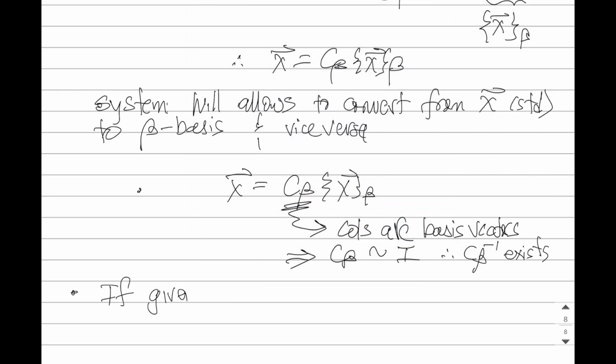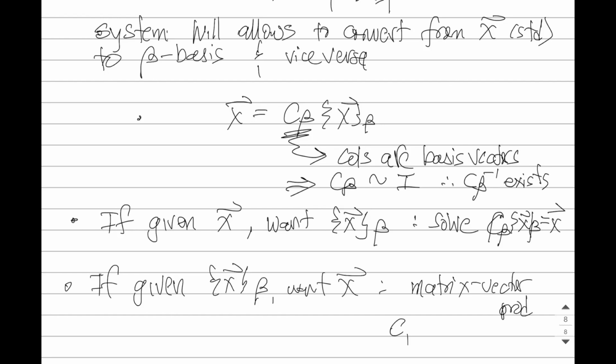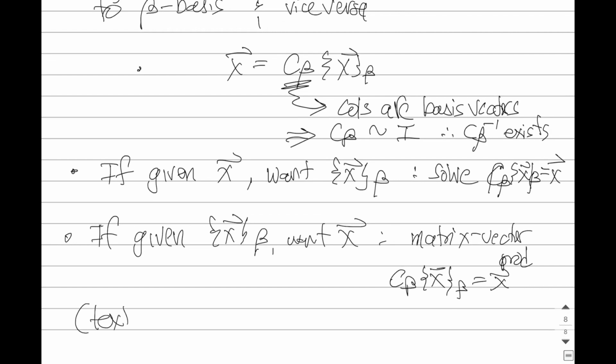If you are given this standard basis x and you want this xB, solve the system CB xB equals x. If you are given xB and you want just the regular vector x, it's just a matrix vector product. CB times that vector of coordinates is going to give you x. The textbook says use the inverse of this matrix. No, do not do it. Don't find the inverse. I'm going to give you 2 simple examples.